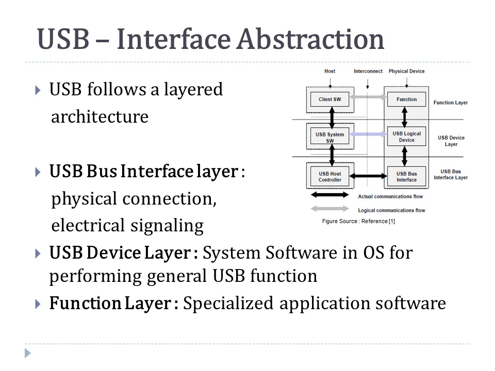Now, the USB interface is abstracted into 3 layers. The first layer is called the USB bus interface layer. It provides the physical connection and the electrical signaling, and this is accomplished by specialized hardware of the USB port and the controller. The next layer of abstraction is the USB device layer. This is comprised of the system software in the OS for performing general USB functions. And finally, the application or the function layer, which is made up of specialized application software to support the unique device functionality.